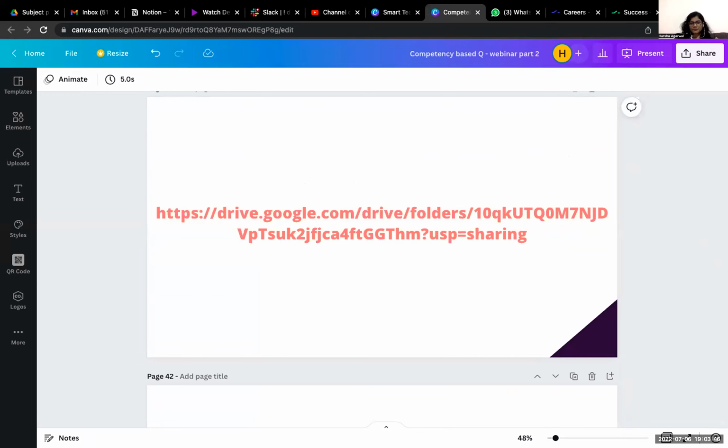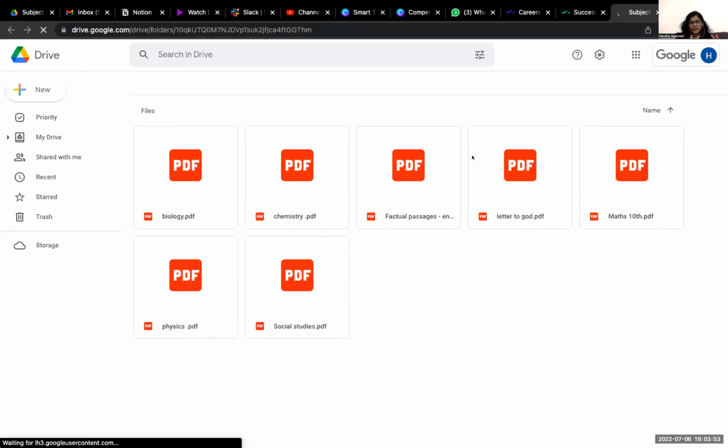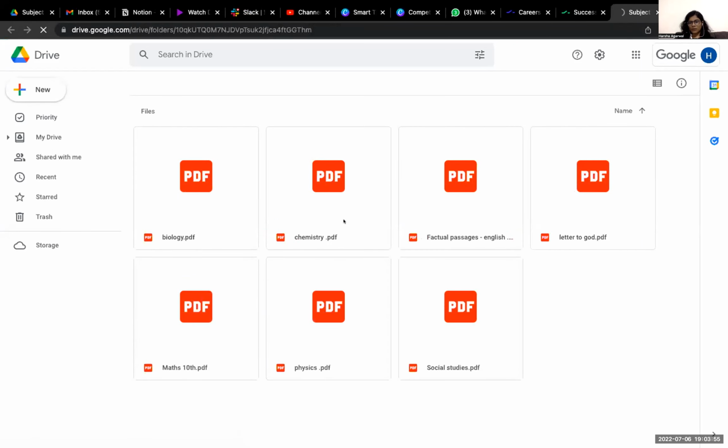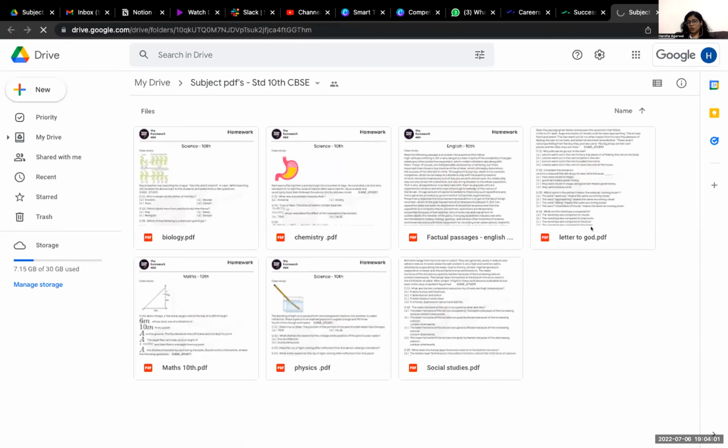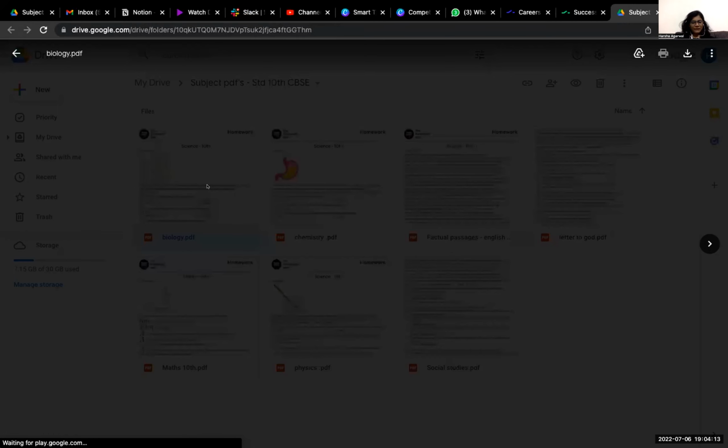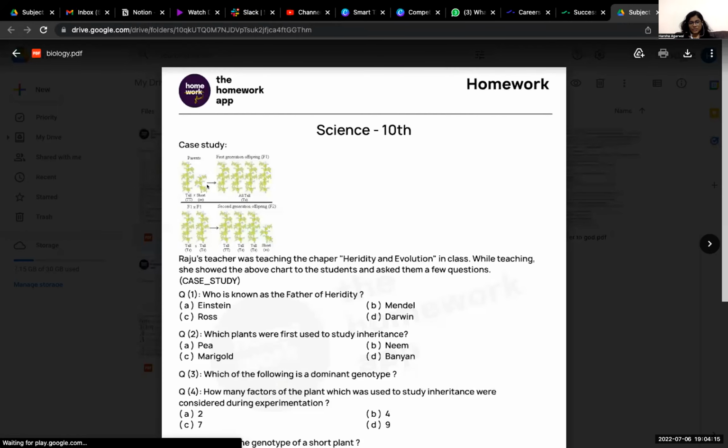Here is the drive link. When you click on it, you can see all these PDFs for biology, chemistry, maths, physics, social studies, factual passages, and letter to God. All these PDFs I've created using the homework app itself. You can see how the case-based questions look. I'll show the PDFs and the case study questions for two subjects, biology in science and one more.